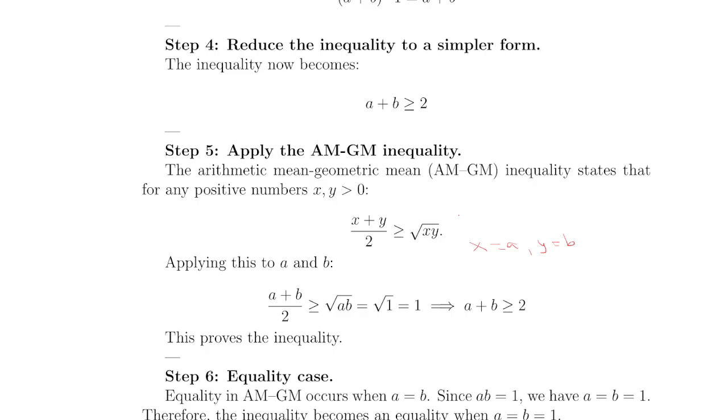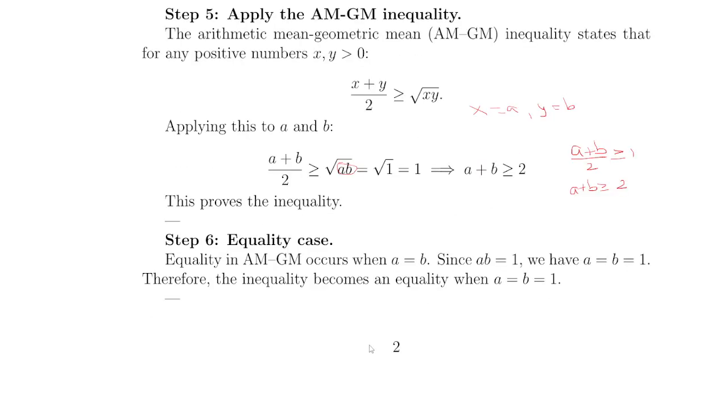But remember that they gave us that a times b is 1. So that means (a plus b) over 2 is greater than or equal to 1. Multiplying both sides by 2, we get a plus b is greater than or equal to 2. So this proves the inequality.